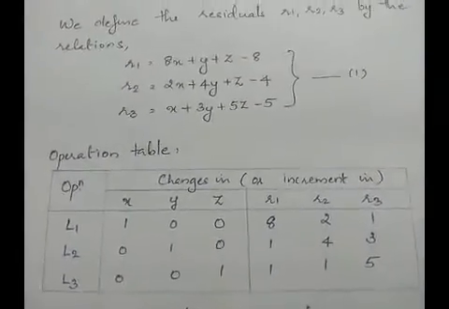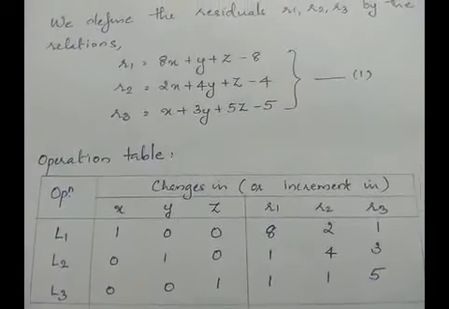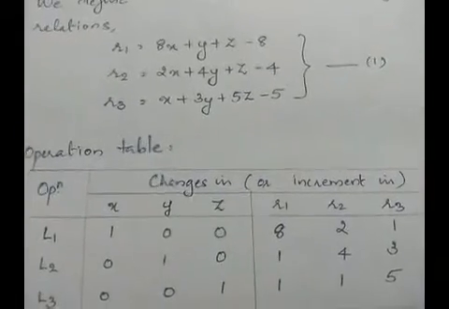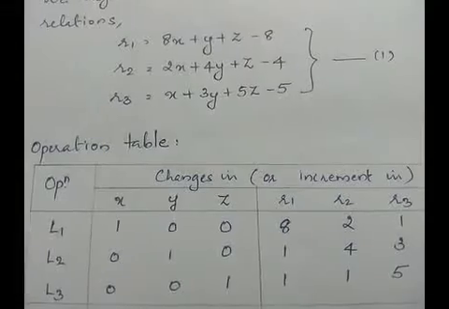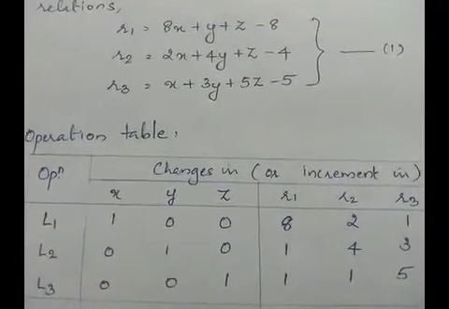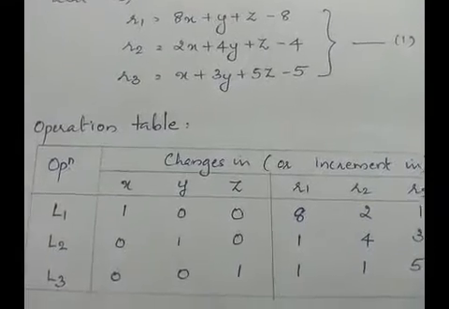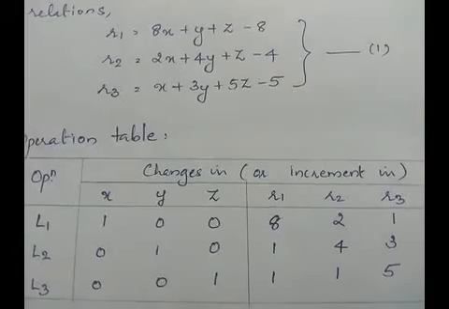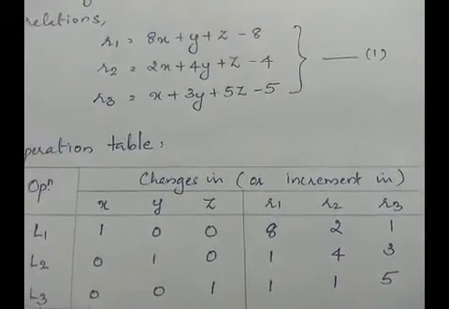Okay, now the operation table. This is the operation table which we are going to write now. Let's look at how we have written this operation table. In the operation table, this records the changes in the values of the residuals for unit changes in x, y, z. The operation table gives the details of the increment in the values of the residuals for unit change in values x, y, z.